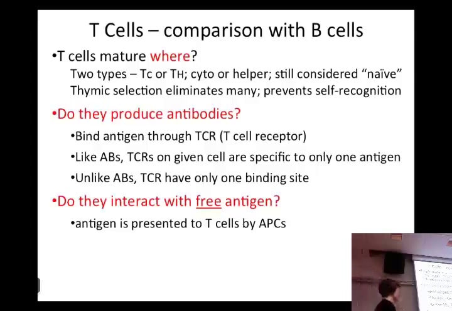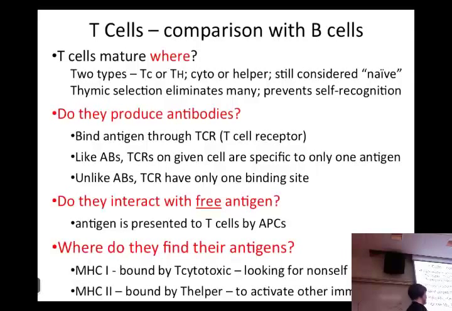Antigen is presented to T cells by antigen-presenting cells. So where do they find their antigens on the surface of these APCs? They look for them on little baskets that are on the surface of special parts of your immune cells called MHC1, Major Histocompatibility Complex 1, or MHC2, Major Histocompatibility Complex 2. And which one of those basket types is found on the surface of a B cell? Type 2, okay?